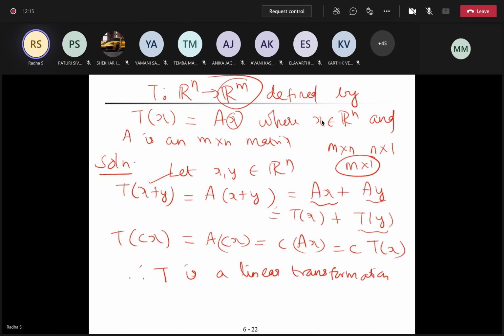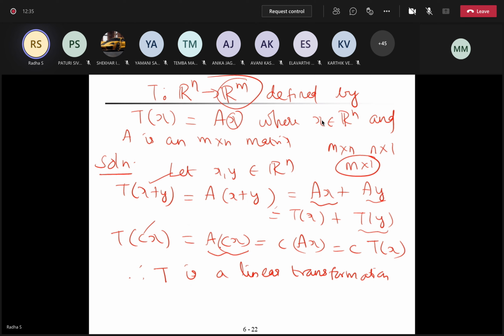C is coming from the real numbers, right? It's a very simple real value. So T of C times x, where x is a vector, and C times x is also a vector from R power n. So what will be T of C times x? It should be multiplied on the left by A.